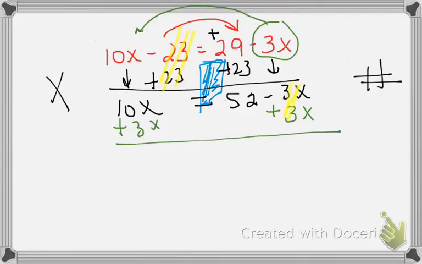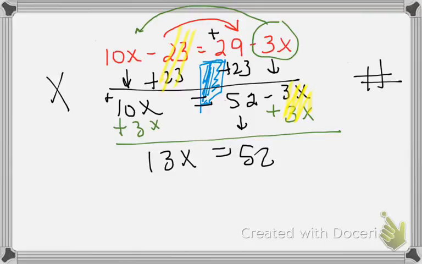This becomes a zero pair because a negative 3x plus 3x equals 0. Alright, and then I'm going to bring down my 52. And then 10x, that's a positive 10x, and a plus 3x gives me 13x. Alright, so we look at our variable. What's being done to our variable?